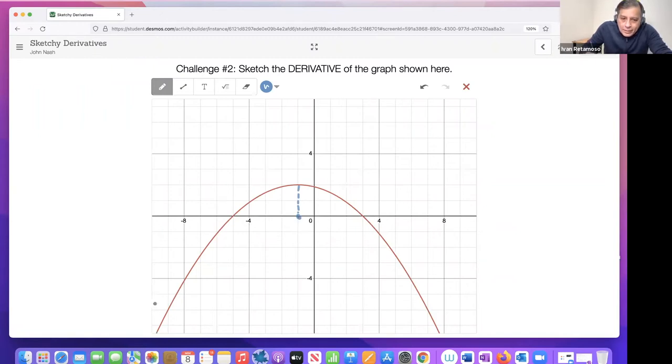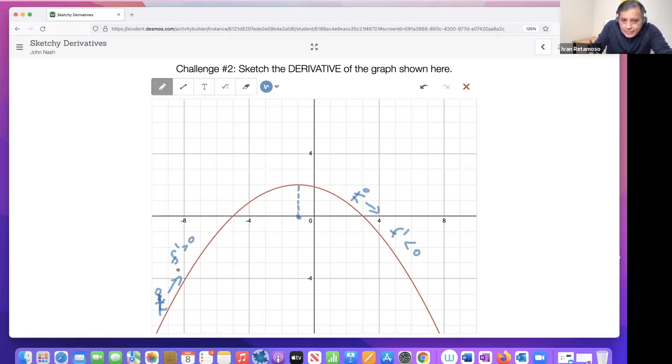Over here, since you are increasing from left to right, if you walk along the graph, increasing, then the derivative is positive. So this is zero, the derivative is positive here, and it's increasing, positively increasing. And then over here, derivative should be negative. Having this in mind, from left to right, the derivative should be zero here.